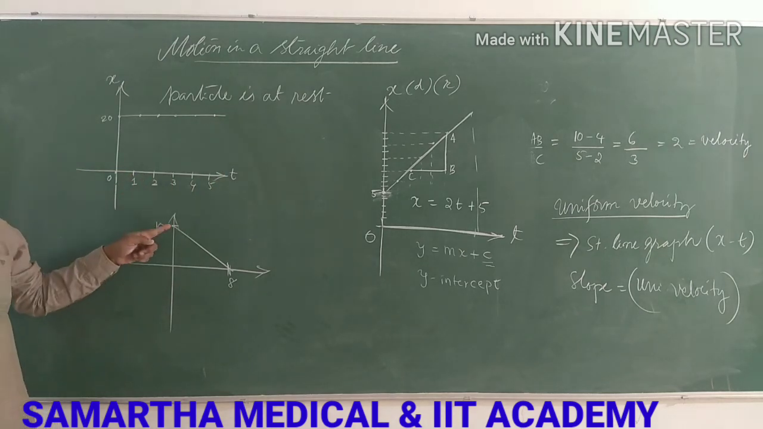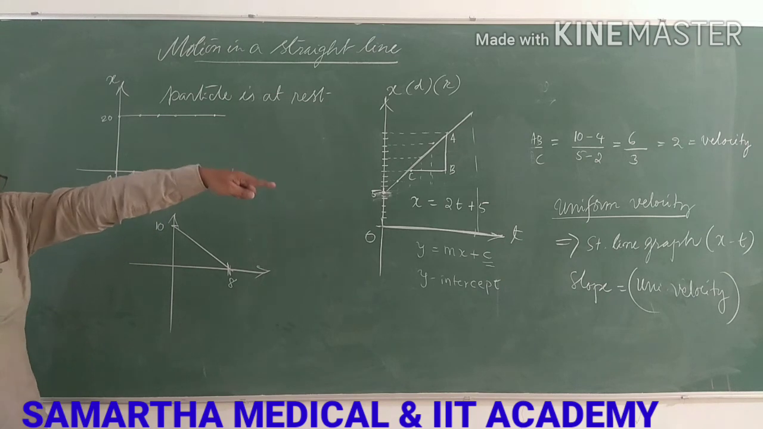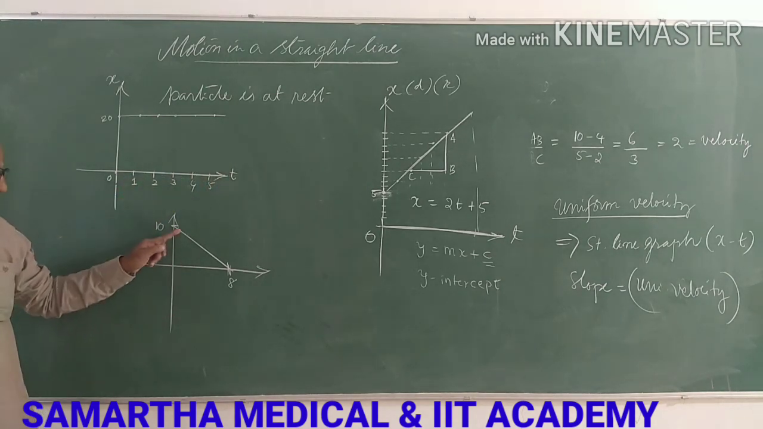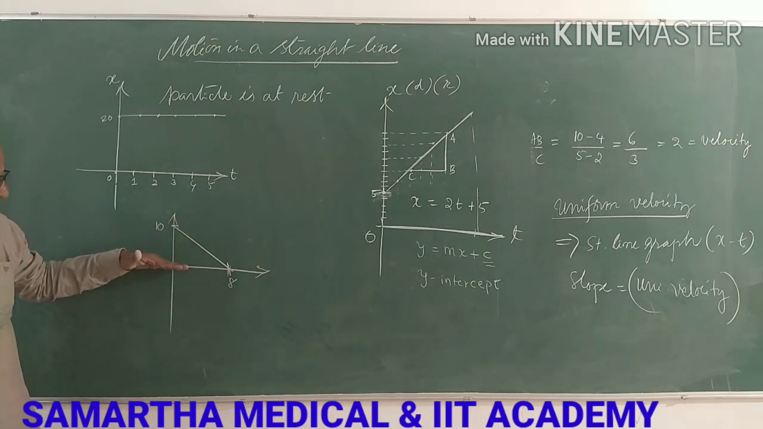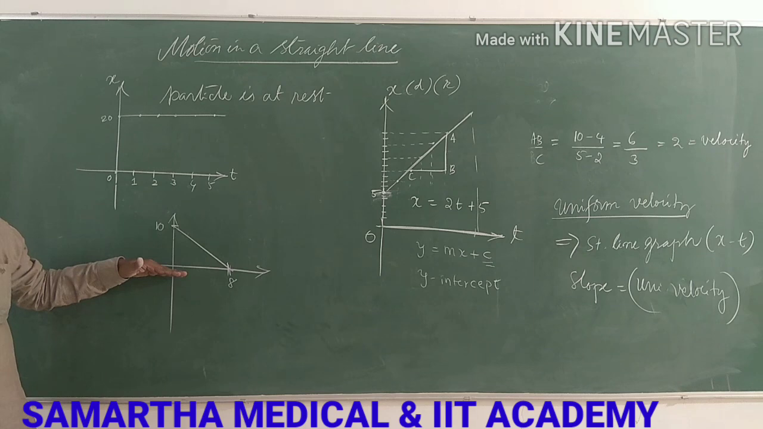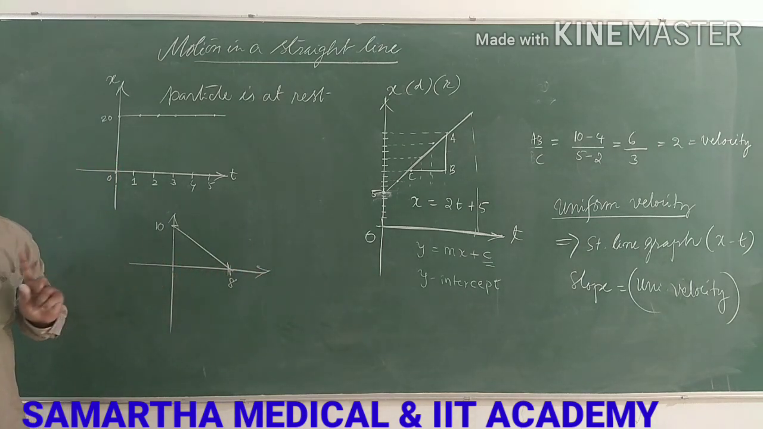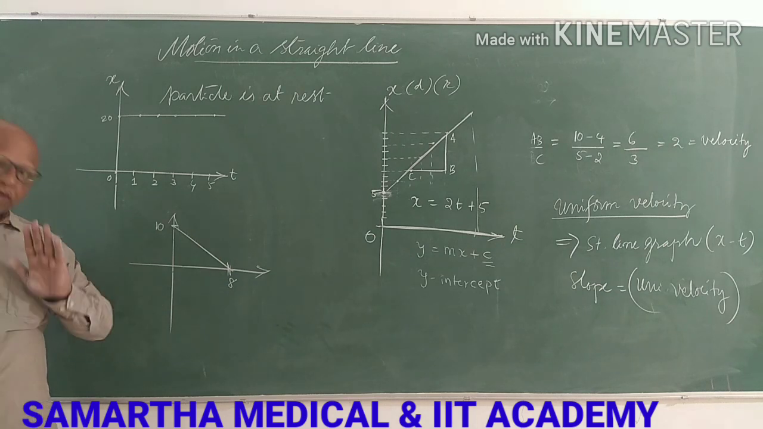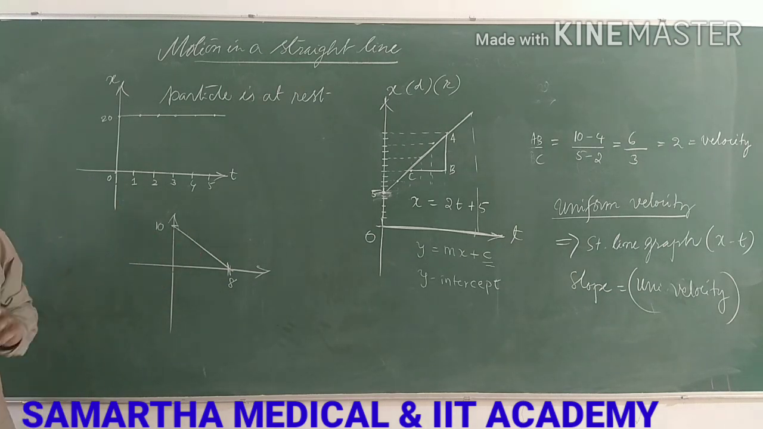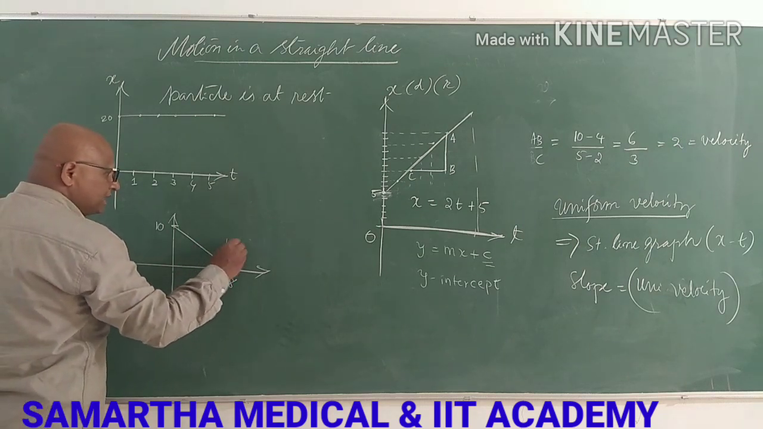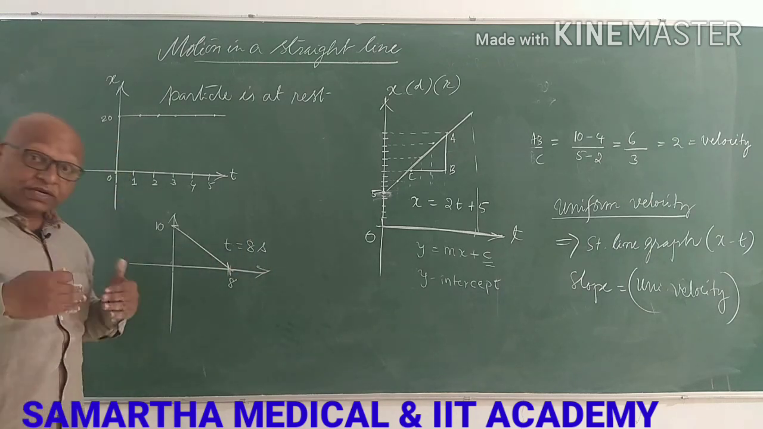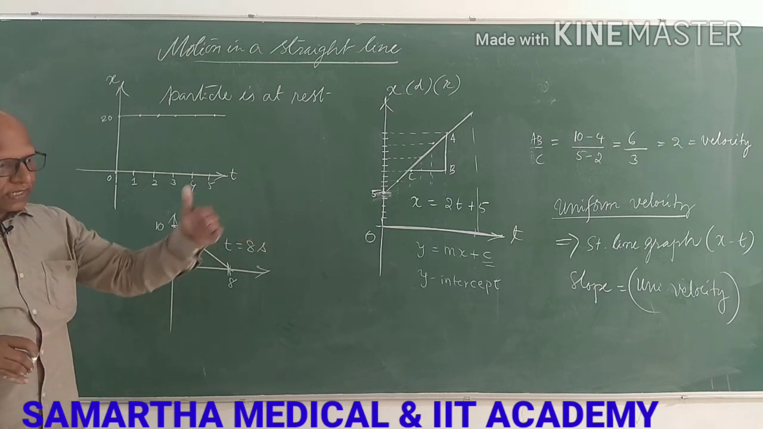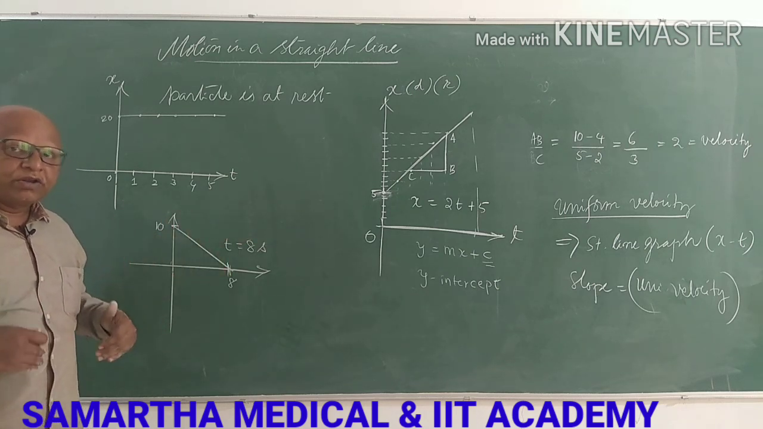This particle, when time starts, is already at 10 meters. When time is 1 second, it comes down to 9 meters. When time is 3 seconds, it comes down to 7 meters. In the same way, when time is 8 seconds, the particle comes back to x is equal to 0. It means the particle is coming towards me with constant velocity. Remember this. That is how it is. At t is equal to 8 seconds, the particle comes to the origin. It does not come to rest. Don't think that it comes to rest and stops. No, it's not happening. The particle comes to the origin position.